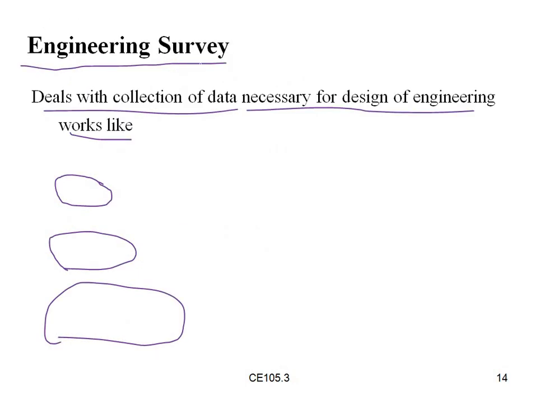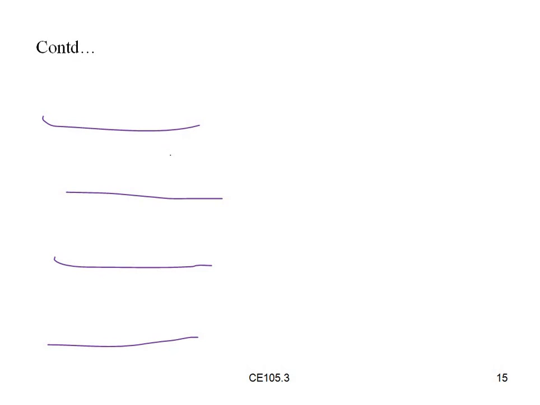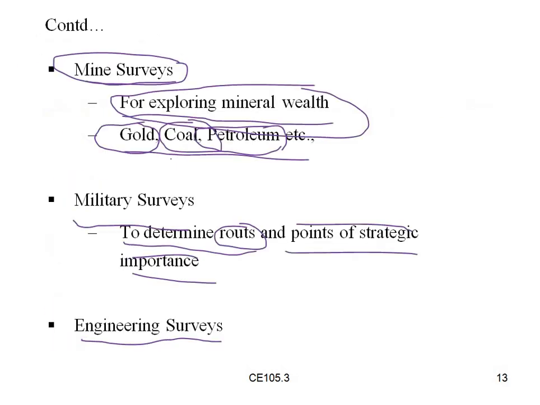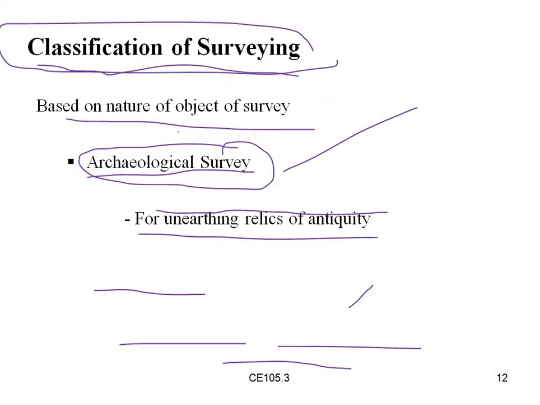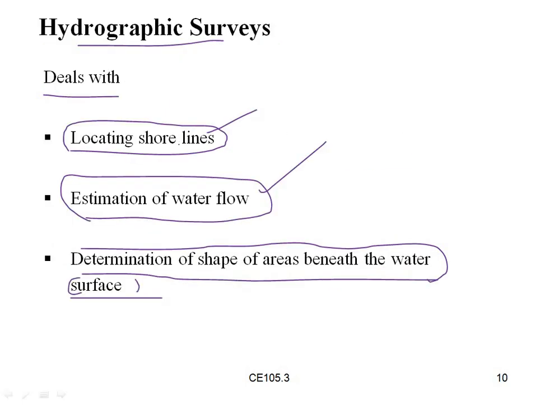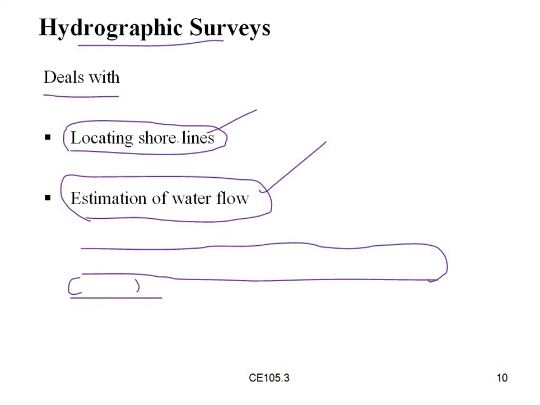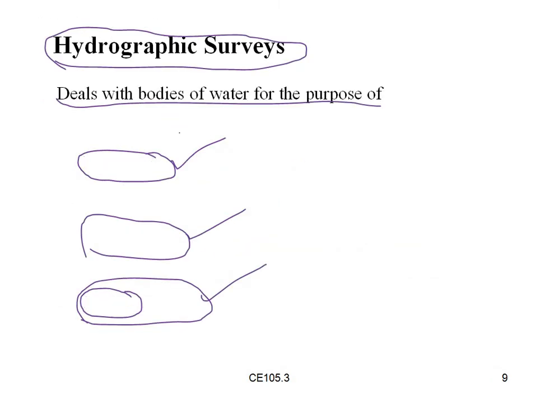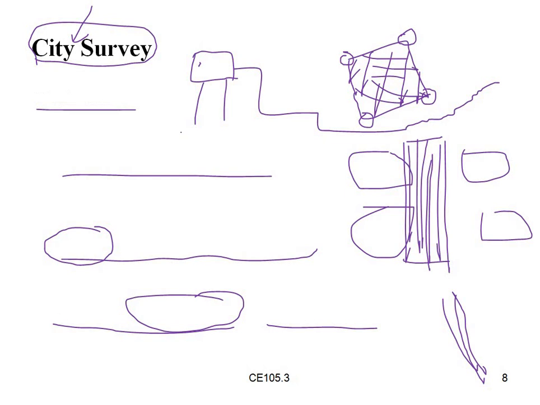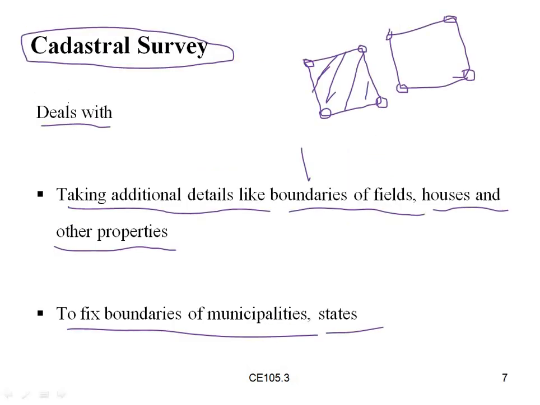And in engineering survey also we have seen that roads, railways and reservoirs will be found out, and it is divided into reconnaissance, preliminary and location survey. So these are our classification of surveying. So these are also city survey, hydrographic survey, cadastral survey is also very important.